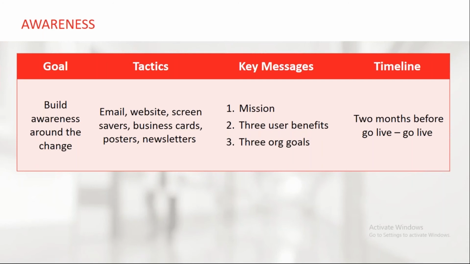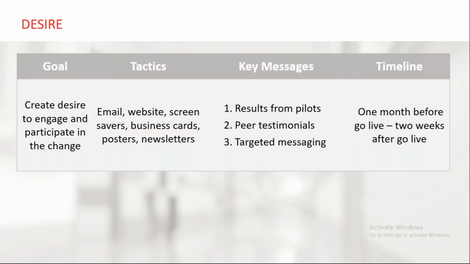Then a month before we go live, we're going to communicate out messages around the results from pilots that we're going to run. We're going to gain some peer testimonials, and we're going to have some key targeted messages that are actually going to go to segmented users. Again, we have some tactics of how we're going to send that out, and the goal of this is to create desire, right? We want to show the user that it's valuable, that we've achieved results, that their peers are supportive of the change, and the influential peers in particular, and that we provide messaging that is very relevant to you at a particular given time. And that's going to make you sort of get on board, hopefully.